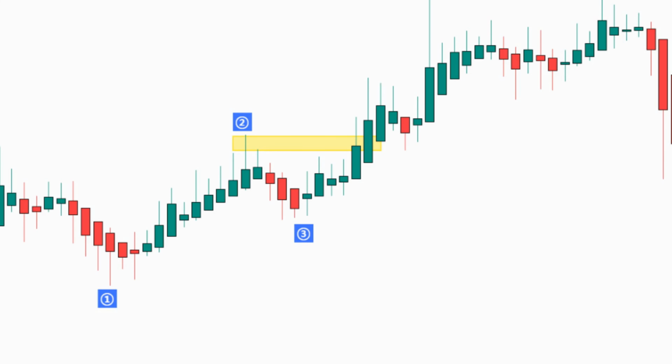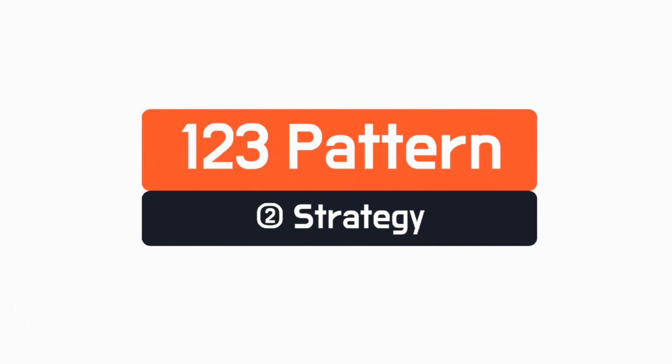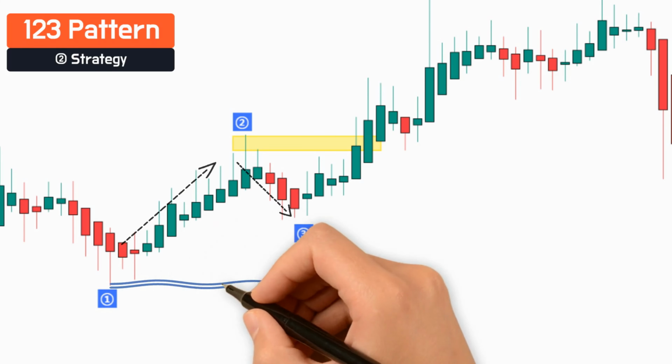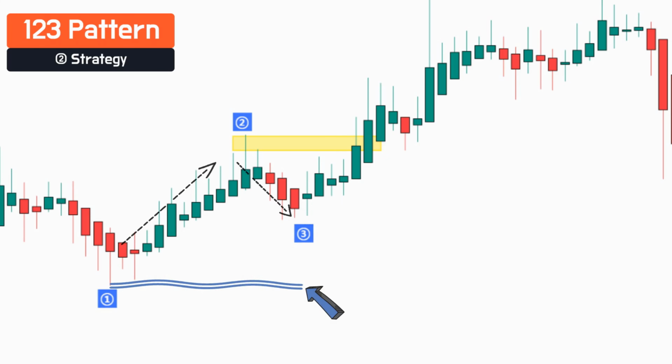Before learning about the 1 to 3 pattern strategy, you should first understand what the 1 to 3 pattern is. The conditions for the 1 to 3 pattern are simple. First, let me explain based on the ascending 1 to 3 pattern. Point 2 must be higher than point 1. Point 3 should not be lower than point 1. When the price moving up from point 3 breaks through the position of point 2, you enter a long position.